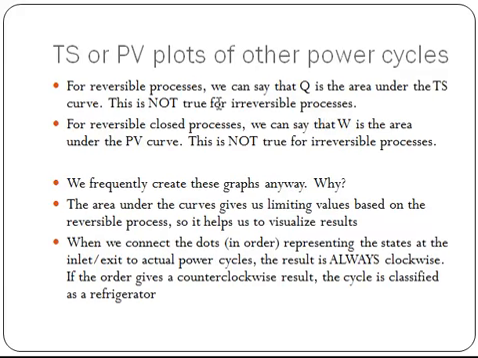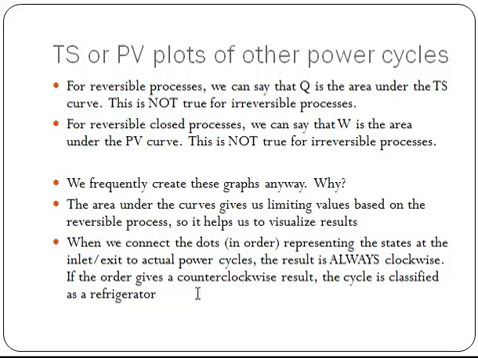Now, okay. For reversible processes, Q is the area under TS, but that's not true for irreversible. And for a reversible closed process, if I graphed PV curves, then work is the area under those. But again, not true for irreversible processes. So why do we look at these things? Well, a couple of things. One is that the area under the curves gives us a limiting value. Okay, and it helps me visualize what I could do to improve a process by doing simple things like lower TL. Okay.